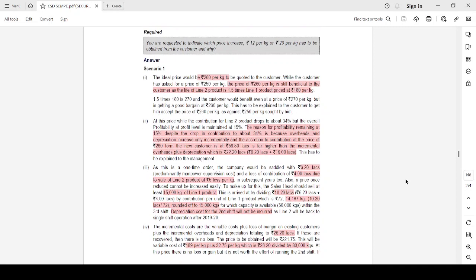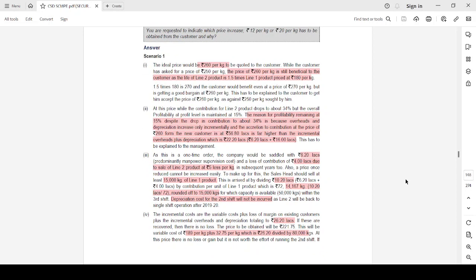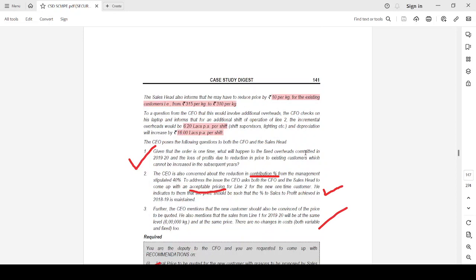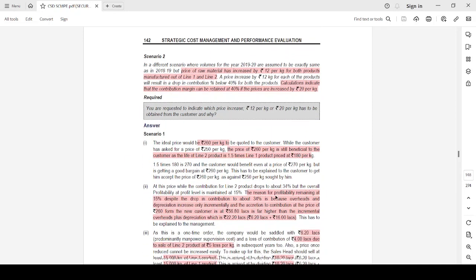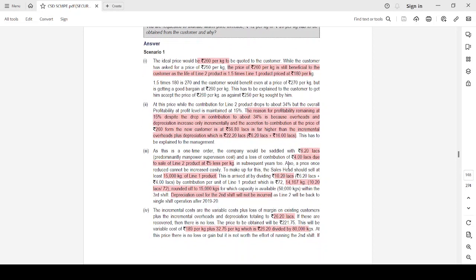Out of these costs, which cost can be recovered and which cannot, which cost will be incurred in the future and which will not? Assuming the labor has been hired now and cannot be sent off, taken as fixed cost, I will have a fixed cost of 6.2 lakhs and a loss of contribution. Why is there a loss of contribution? Since I'm bringing the price from 315 to 310, 5 rupees is the loss per unit, into 80,000 units, which is 4 lakhs. These two have to be recovered in the future years. So it is around 10.2 lakhs.